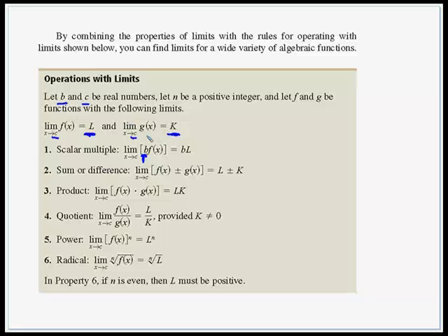I like to think about it this way. We can take that b and factor it out front. So now we have b times this limit of f of x. And we know the limit of f of x here is equal to L. So now we have b times that limit L, or just b times L.